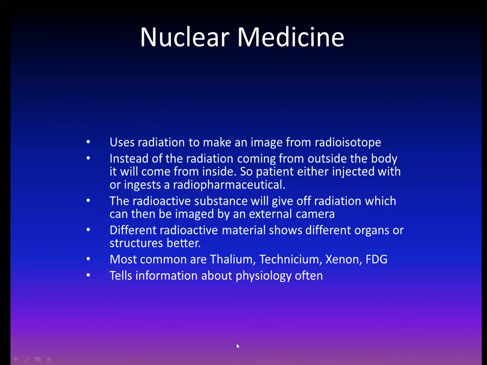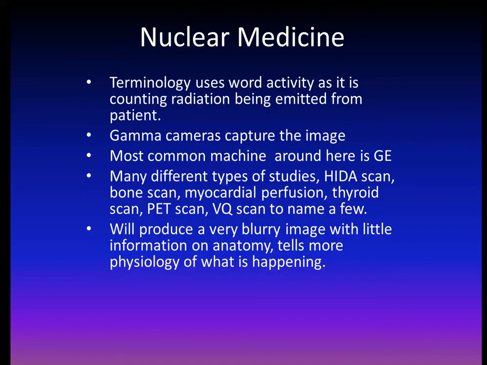So you can imagine, though, that when it's making the picture, it does not make a real high resolution image because it's just counting those radioactive releases. So the gamma cameras on the outside of the body, it will show up black typically, and that's what you're looking at. But it does not give you very good resolution for the structure you're looking at.